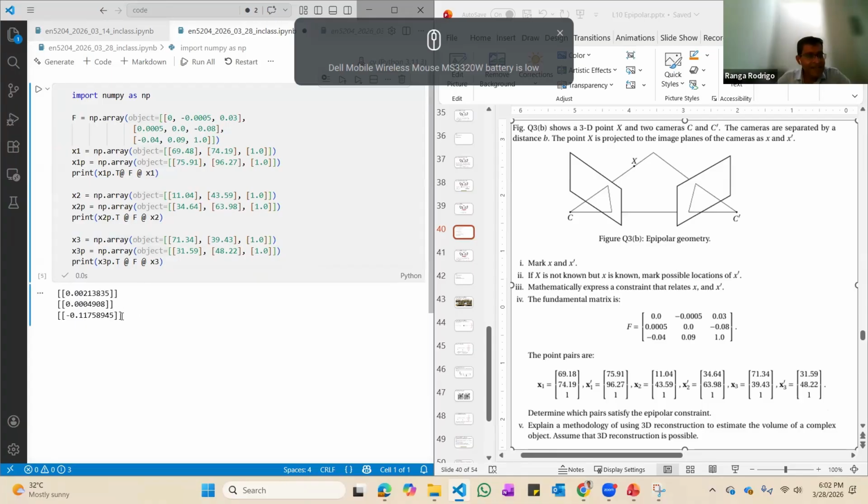So you can clearly see this is quite large in magnitude. These two are small. So X1 and X1 prime, X2 and X2 prime are compatible. X3 and X3 prime are not compatible.